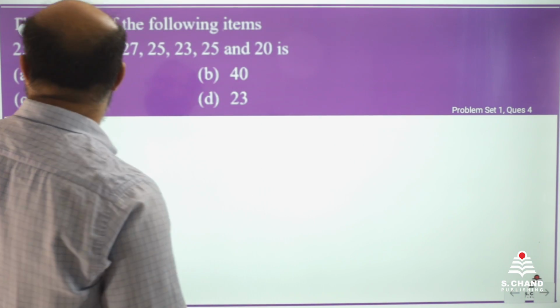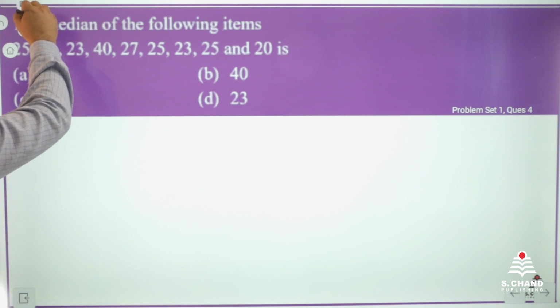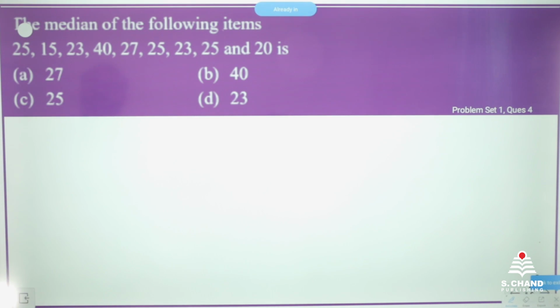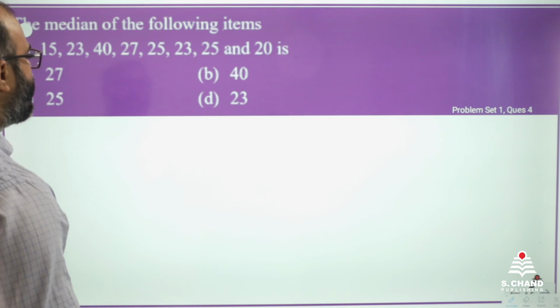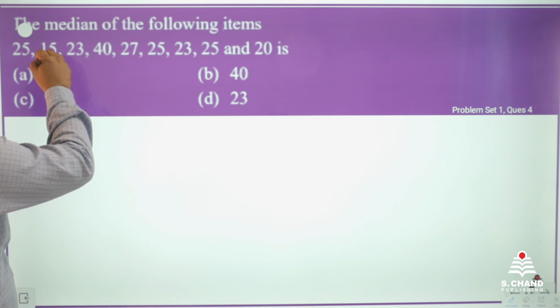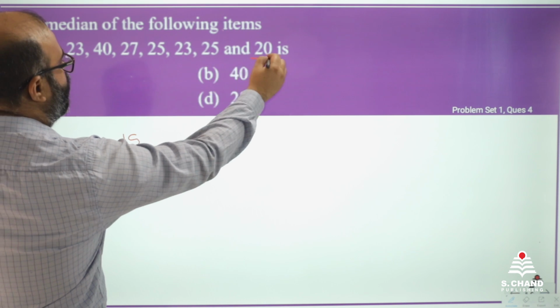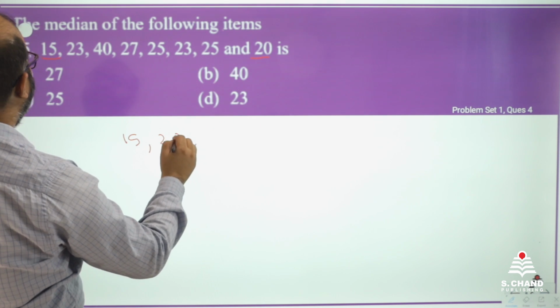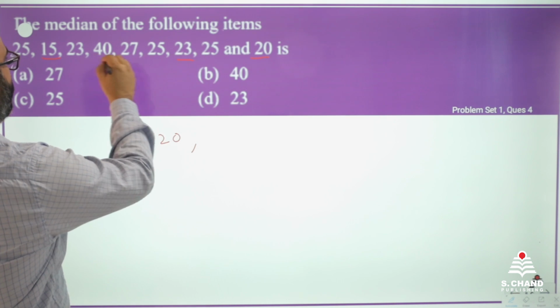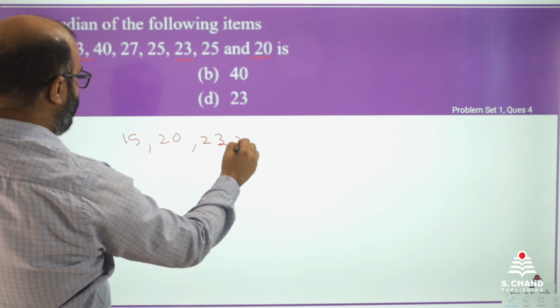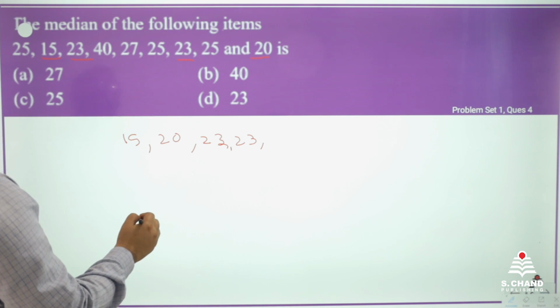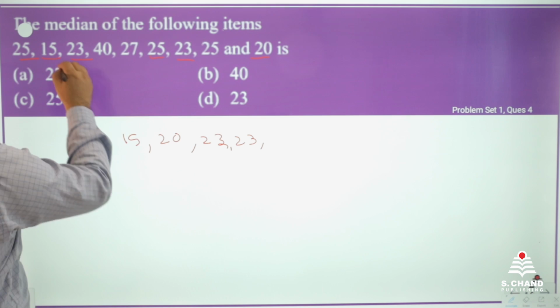The first question says that the median of the following items 25, 15, 23, 40, 27, 25, 23, 25 and 20 is. So first thing is that we have to arrange them in increasing or decreasing order. So I am arranging in increasing order. So 15 is there. After that the next term would be 20. After that the next term would be 23 and it is 2 times, and then after that another term will be 25 and it is also coming 2 times.